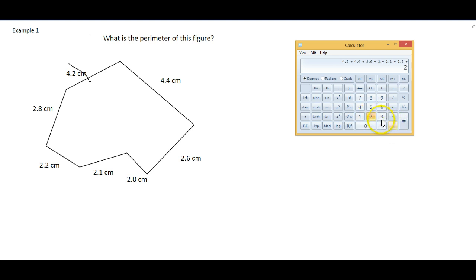plus 2.8. Now, the advantage of a calculator like this is that we can see and make sure that we haven't missed any of our measurements as we go through. And I have another way to look at this. I have 1, 2, 3, 4, 5, 6, 7 sides, and I have 1, 2, 3, 4, 5, 6, 7 measurements. Now notice I've got 28 here. So I want to correct that, and that should be 2.8. Press enter, and we come up with 20.3 centimeters.